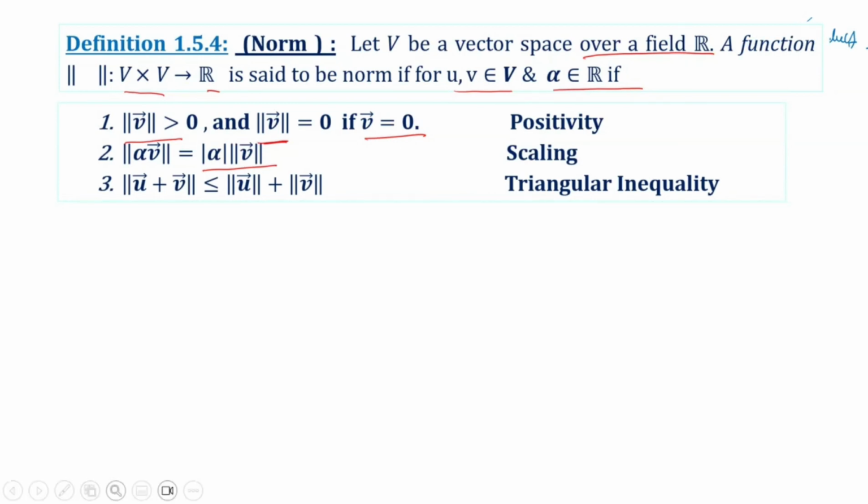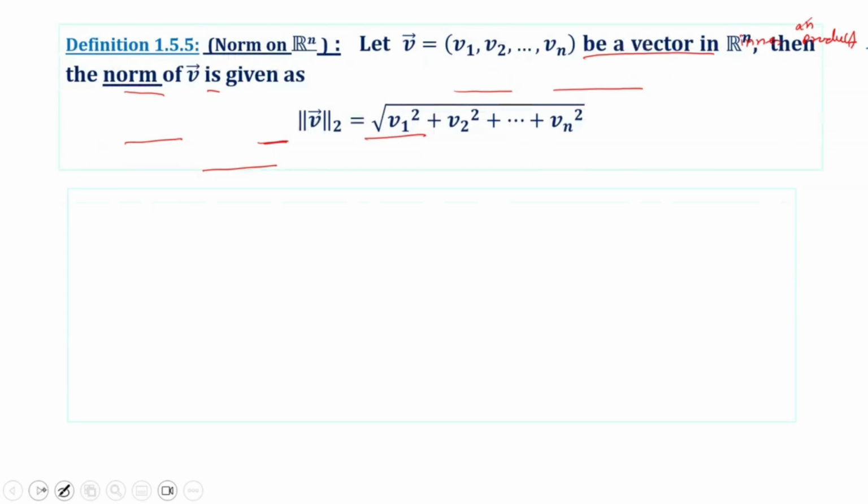So in this aspect, what are the norms of Rn? Okay, so if we have these sets, then let V be a vector space.